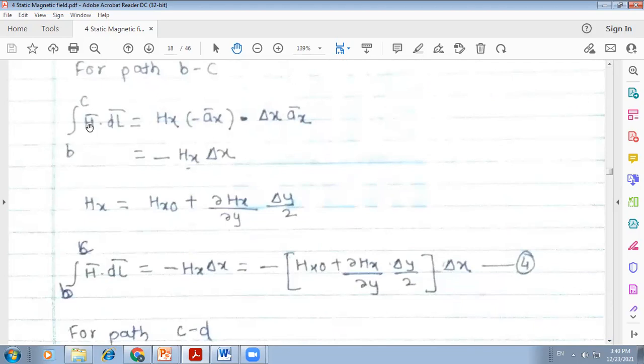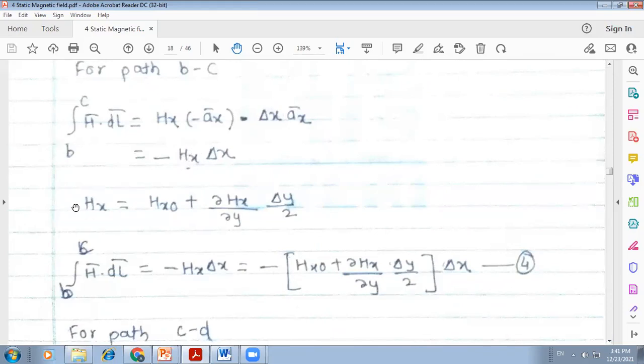So for path B to C, the equation will be the closed line integral for path B to C of H bar dot dl bar. For this H bar, it is Hx into unit vector a bar x, dot this dl bar is delta x into unit vector a bar x. If you take the dot product of a bar x and a bar x, it is equal to 1. So it is equal to minus Hx into delta x. Now again we have to write the equation for this Hx.